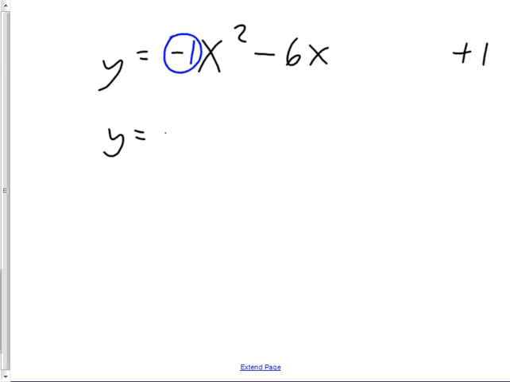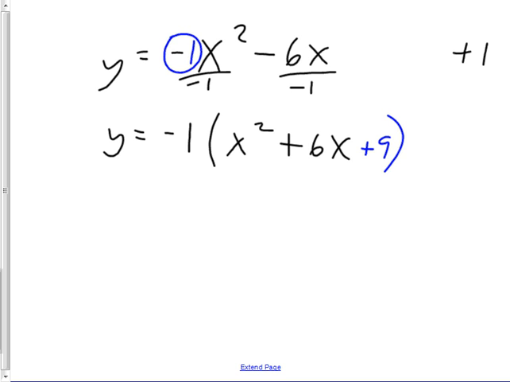So y equals, take out the negative 1. Then I have x squared plus 6x. I divided both by negative 1 is what I was really doing there. Okay. Now I can do half and square. Half of the 6 is 3. 3 squared is 9. Do plus 9, and of course a minus 9. Bring this down and do plus 1.